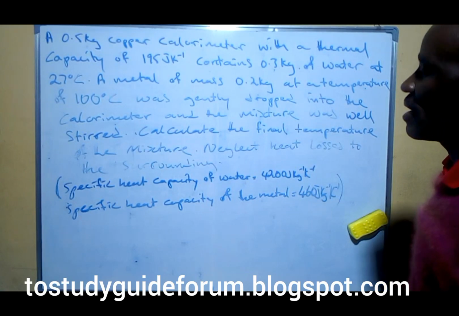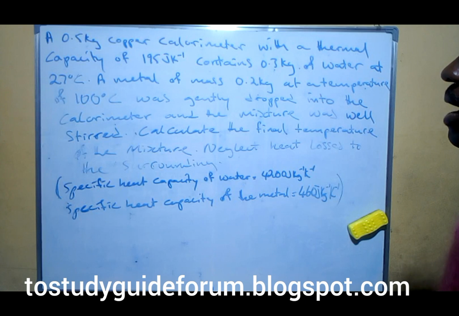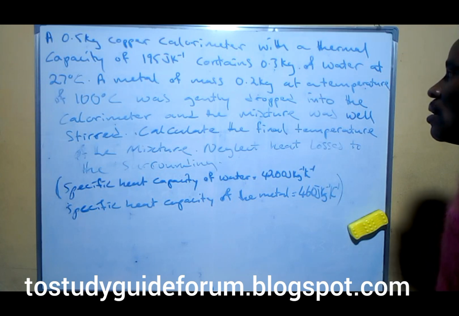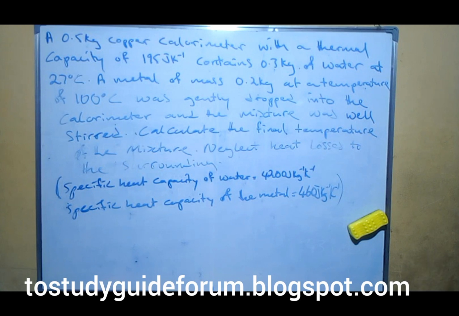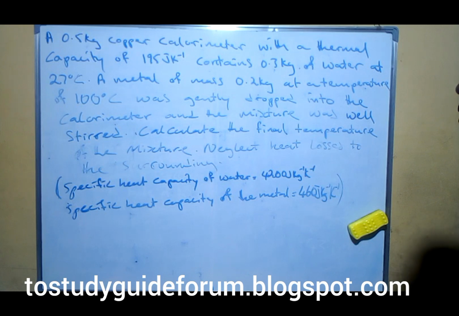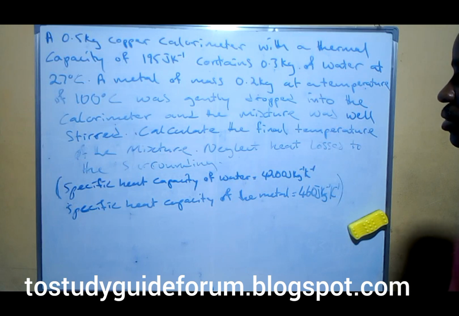We are finding the final temperature of a mixture. The question says that a 0.5 kilogram copper calorimeter with a thermal capacity of 195 joule per Kelvin contains 0.3 kilograms of water at 27 degrees Celsius. A metal of mass 0.2 kilograms at a temperature of 100 degrees Celsius was gently dropped into the calorimeter, and the mixture was well stirred. Calculate the final temperature of the mixture. Neglect the heat loss to the surrounding.